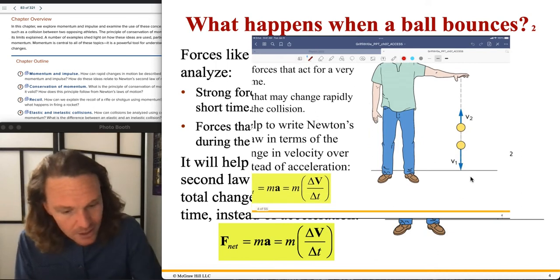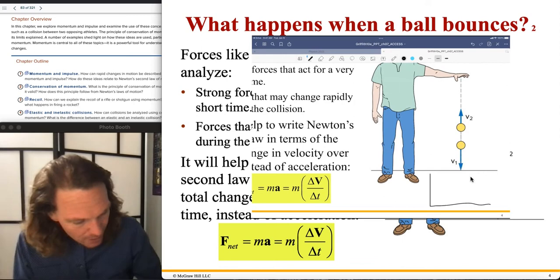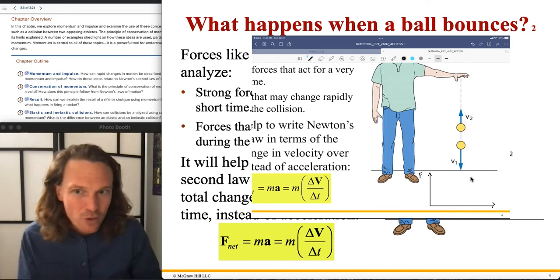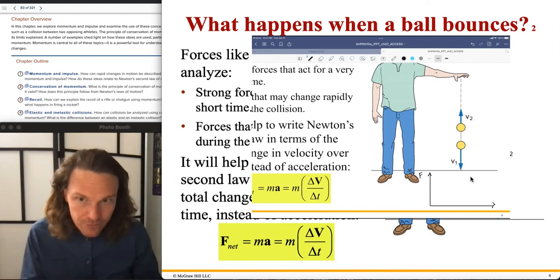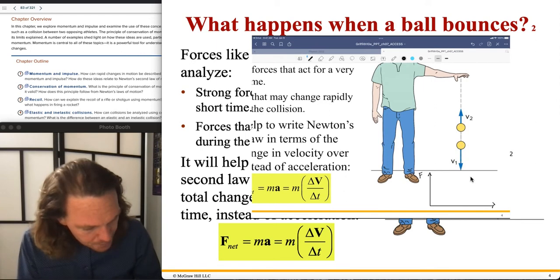If we were to look at a little graph that'll squeeze in down here underneath our person's feet, that just showed force, okay? And this is the force applied from the ground, all right? The force applied from the ground on the ball. That's the only force we care about, right? And then we had time.